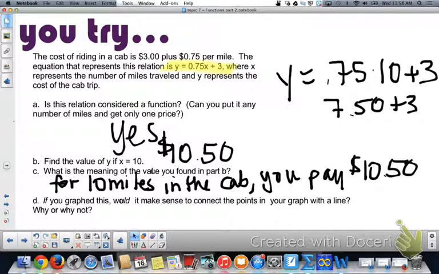If you graph this, would it make sense to connect the points in your graph with a line? This is something that we will discuss, or you can start discussing as a class, or thinking about. So how does a cab work? If you drive 10.5 miles, do they charge you for half a mile, or is it 75 cents and then it goes up another 75 cents even if it's not a full mile? So this is something that we will discuss in class.